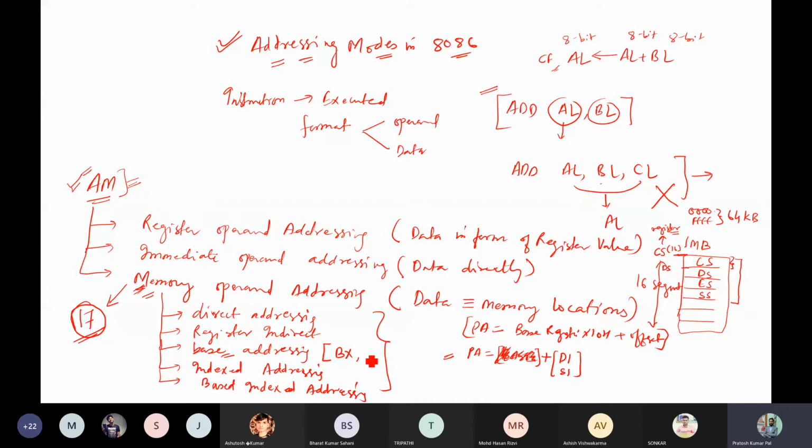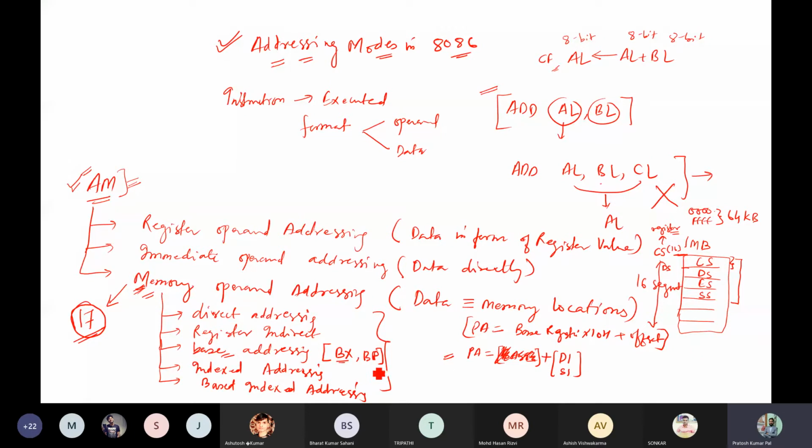Okay, so in base addressing, this BX and BP, sorry, this is the BX base register, and this is the base pointer. These two registers will be used for finding out the memory location. Okay, and that memory location will be providing the data. So that's why it is called base addressing.